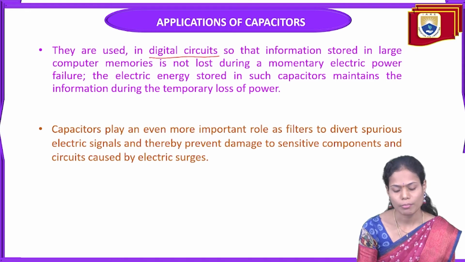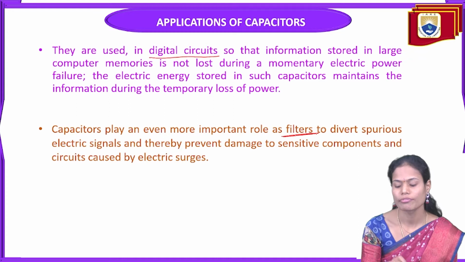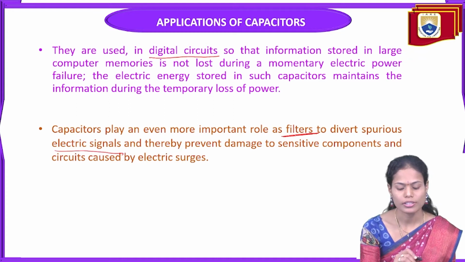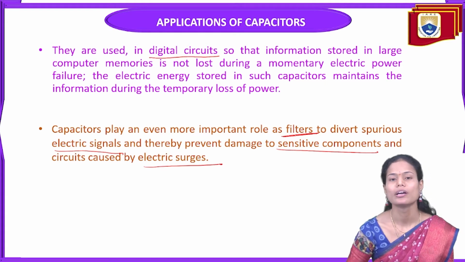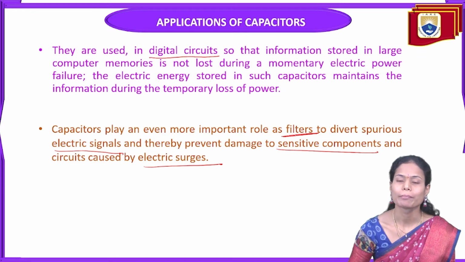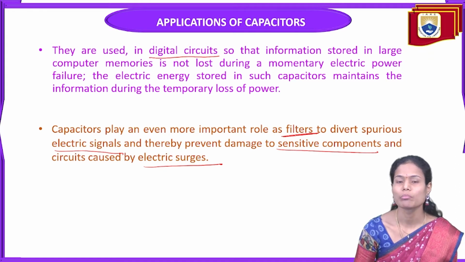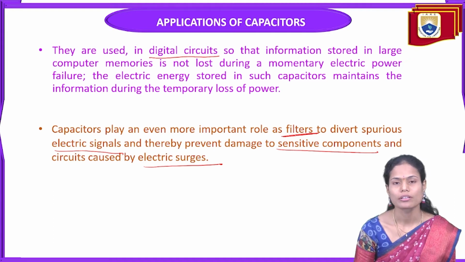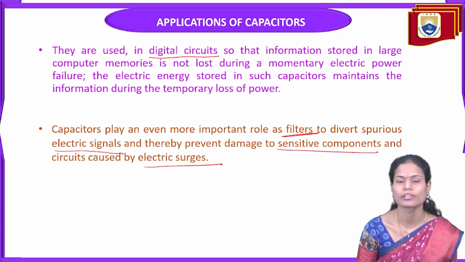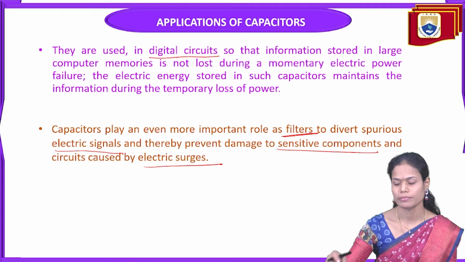Also, these capacitors can be used as filters to divert spurious electrical signals, and that will prevent damage to sensitive components and circuits caused by electric surges. That is, any variations, noise level of signals, or electric surges appearing across the electronic circuits can be filtered out by the capacitor. Why? Because a capacitor allows only AC signals and opposes DC signals. Because of that reason, it allows the original signals and nullifies the distorted or noisy signals. So that's why we call it a filter circuit, or for designing filtering circuits, we can utilize capacitance.